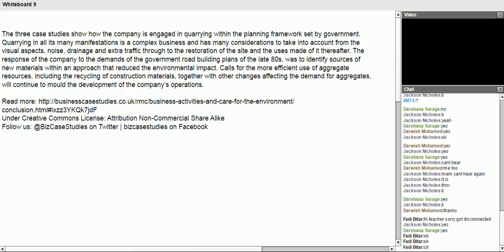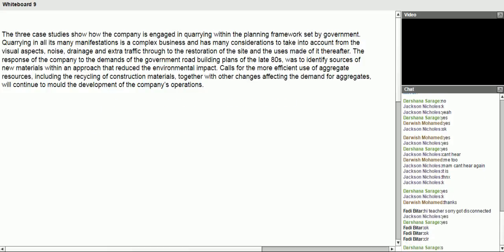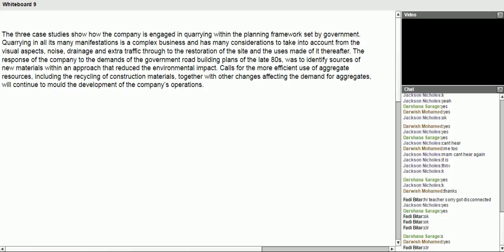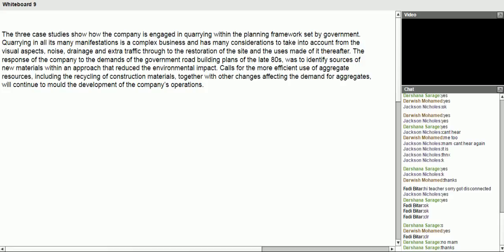Fine. Is this case study clear to everyone? Padi, Darvish, Darshana, Jackson, Mohammed. We are done for today. Anyone, any questions out there? Any question? Anyone out there?